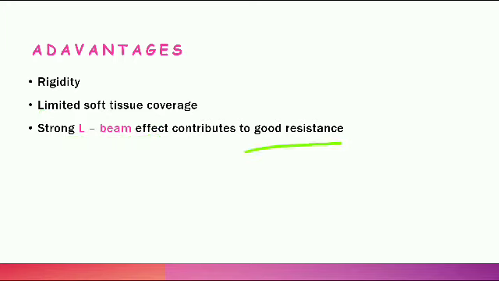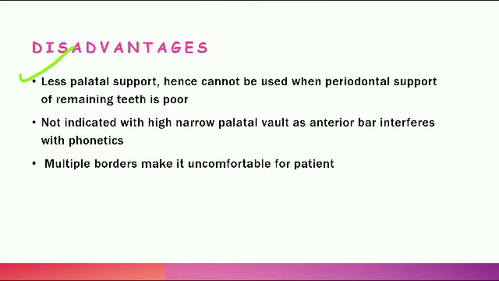Now let us move on to its disadvantages. The first disadvantage is less palatal support, hence it cannot be used when periodontal support of remaining teeth is poor. As we discussed in its indications, if the anterior and posterior abutments are widely placed, then it is a very good indication to use double palatal bar. But what if the periodontal support of the remaining natural teeth is not good? Then you won't be able to derive much palatal support. So this is a disadvantage. Now, it is not indicated with a high narrow palatal vault as the anterior bar interferes with phonetics.